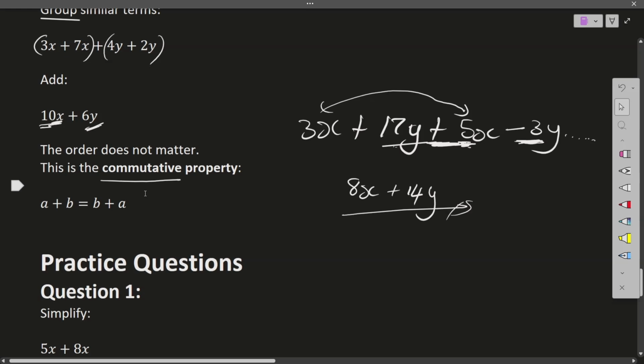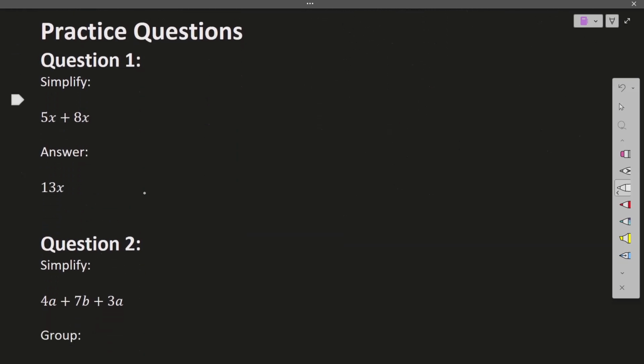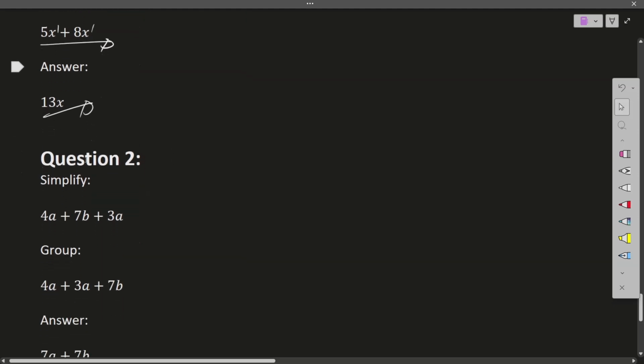And so here are a few practice questions. Question number 1, let us simplify. We are given the expression 5x plus 8x. First step is to identify the like terms. Are they like terms? Yes. Why? They have the same exponents. And so you can add 5 plus 8, which makes 13, right? Yes, 13x. Then you write the x next to the number.